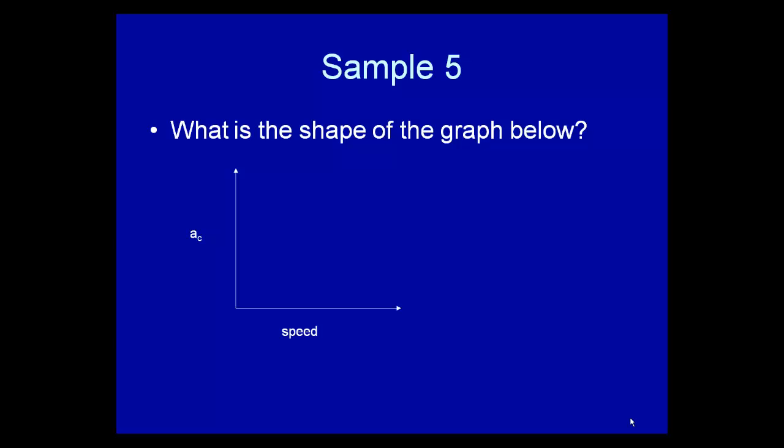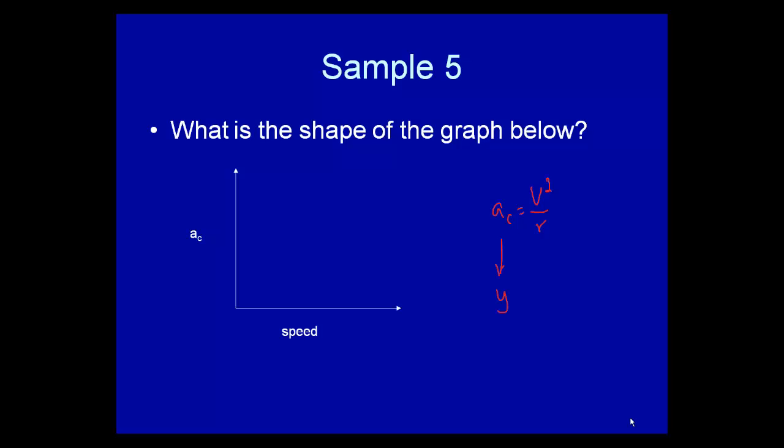Now, what is the shape of the graph below? I want to graph centripetal acceleration versus speed. Well, remember, our equations are guides. And this equation tells you that a_c is equal to v squared over r. Now, they didn't mention r, so therefore I don't have to put anything on it. I really want to look at just how a_c and v vary.